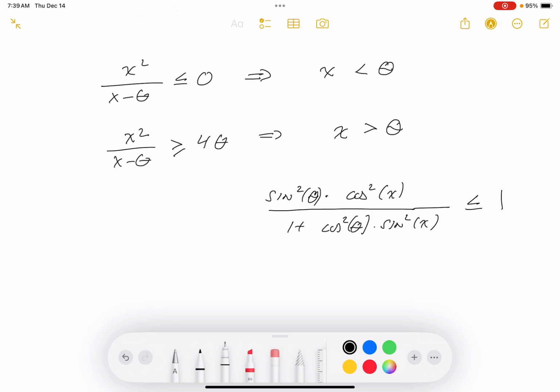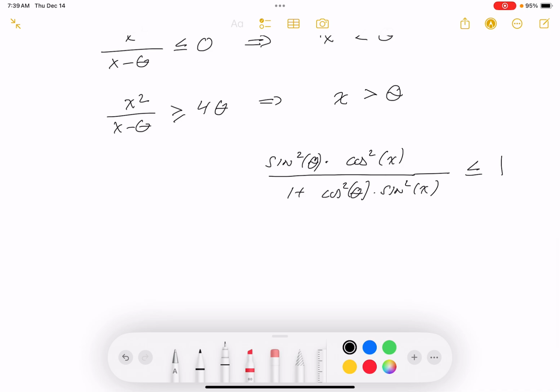Well, let's take a look at this. What they're saying is that this thing over here is always going to be less than or equal to 1. And what I notice about it immediately is that this thing over here is always a positive number, right? I have 1 plus something being squared. It's always a positive number in the real number system. So it's pretty safe to say that sine squared theta cosine squared x would be less than or equal to 1 plus that, since I'm just multiplying both sides by the denominator, which is a positive number. That makes it easy to multiply both sides by this.